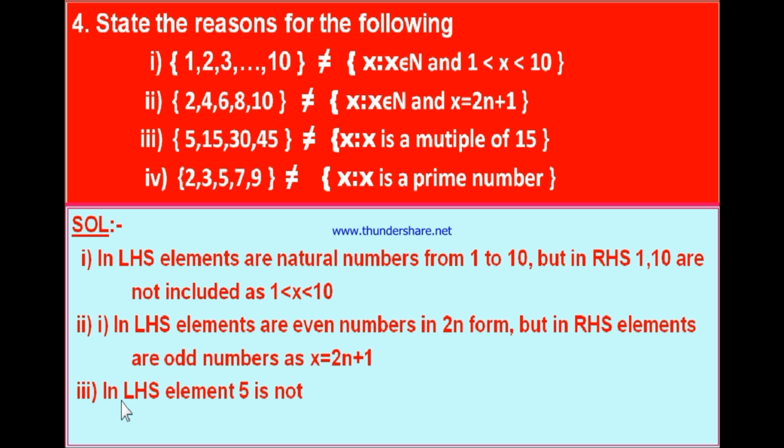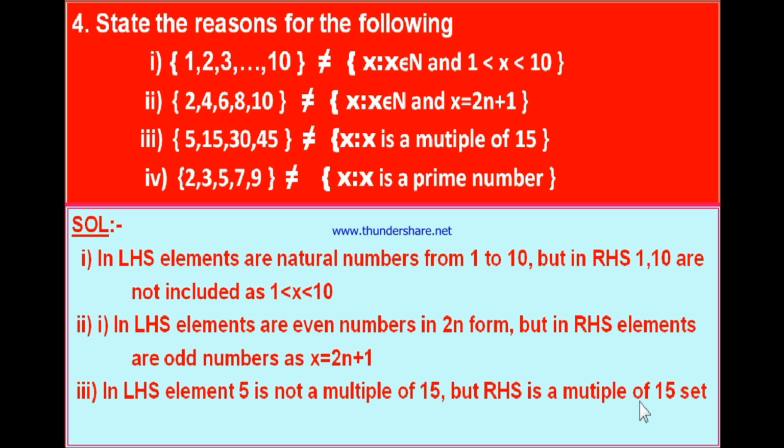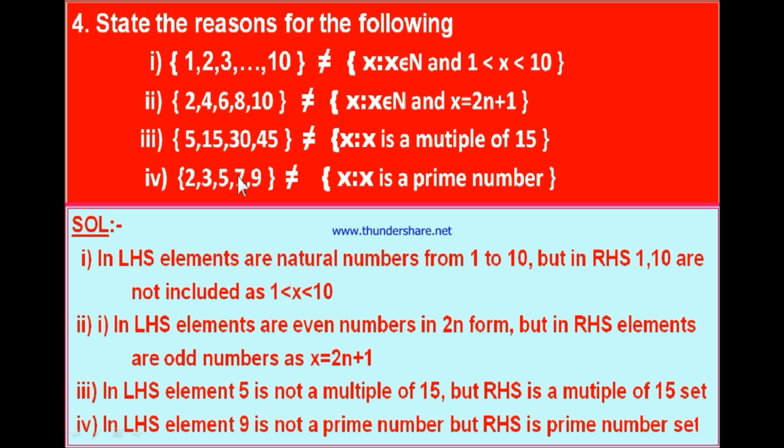Look at the reason. In LHS, element 5 is not a multiple of 15, but RHS is the set of multiples of 15. Since LHS is not equal to RHS, that is the reason for the third bit. Now the fourth bit. If you observe the fourth bit, 2, 3, 5, 7, 9 is the set, whereas the RHS set is x such that x is a prime number. Now you see, 2 is a prime number, 3 is a prime number, 5 is a prime number, 7 is a prime number, but 9 is not a prime number.